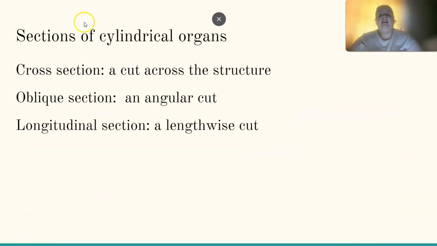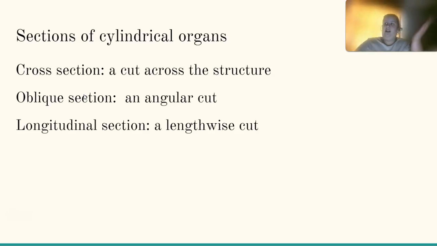And then the last thing is how we section cylindrical organs. We have a few of those. You have a cross section, which just cuts across the structure. An oblique section, which is an angular cut. So if you think about math, an oblique line is angular, and then longitudinal is cutting it lengthways, so like straight up and down.